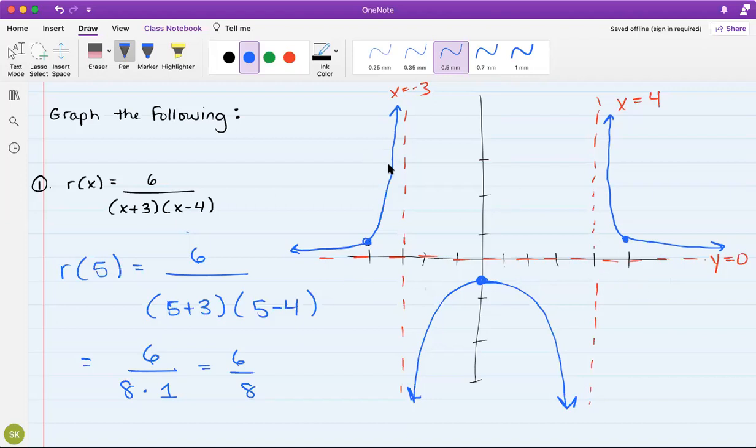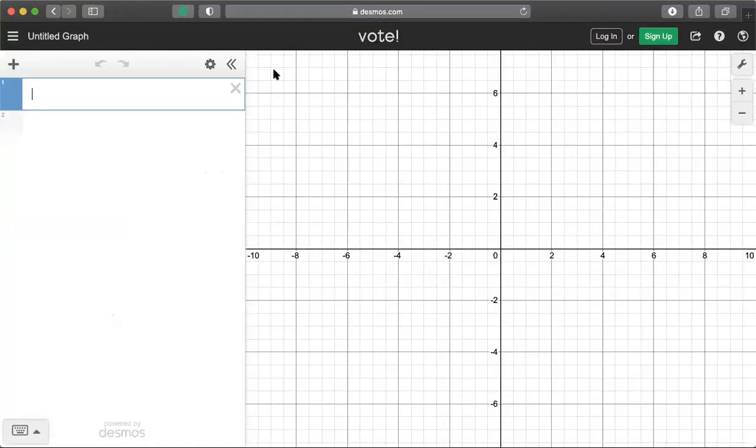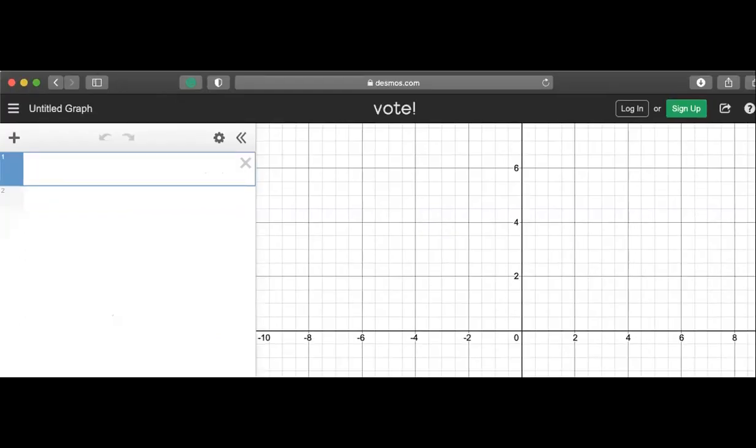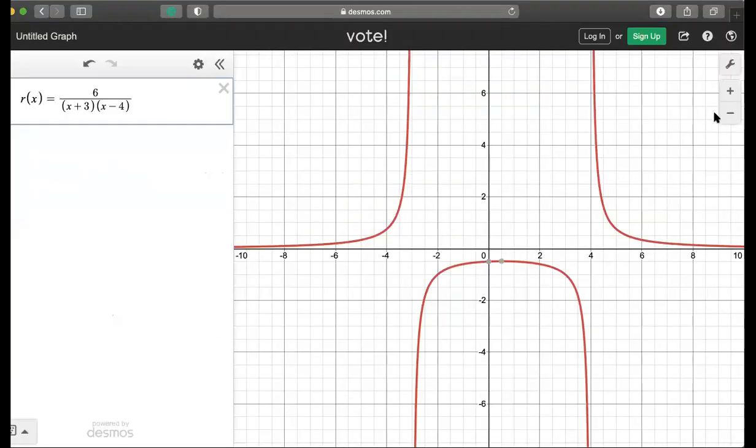Now let's compare this to the actual graph. So I'm going to use a graphing calculator to look at this. Give me just a second. I'm going to switch over to Safari. Okay. I'm going to type in this function. It is r of x is equal to 6 over x plus 3 times x minus 4. Now, doesn't that kind of look like this graph?